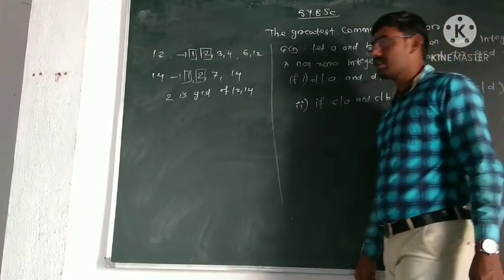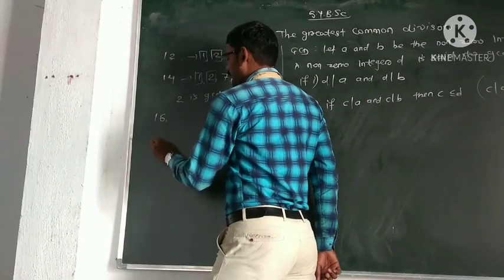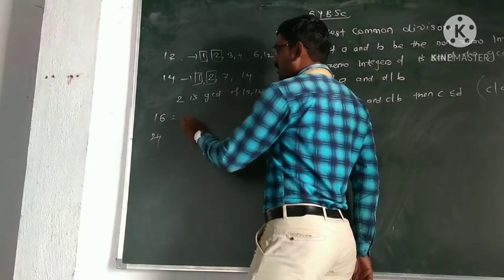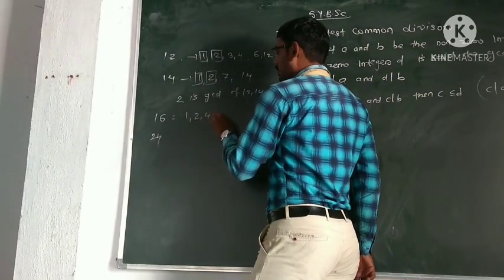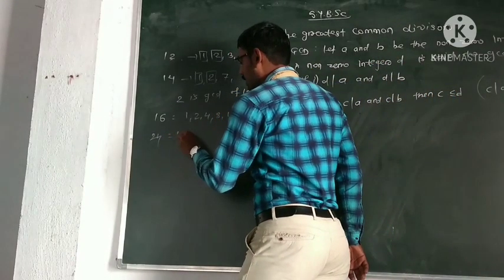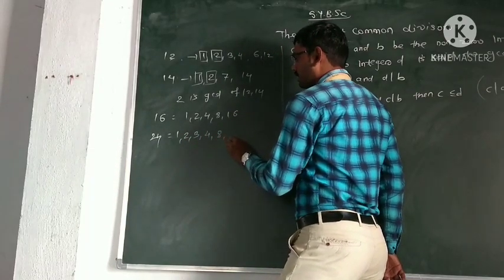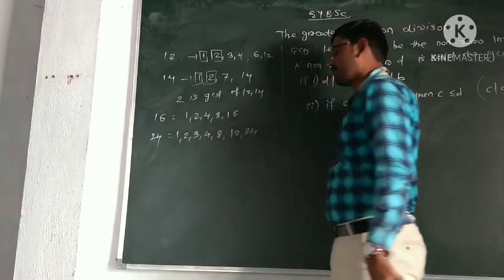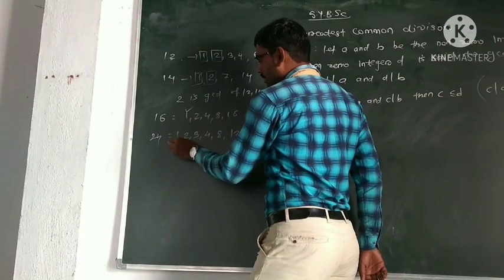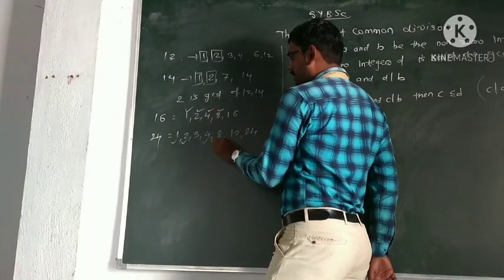For example, we will take another example. We will find the common divisors of 16 and 24. What are the divisors of 16? 1, 2, 4, 8 and 16. What are the divisors of 24? 1, 2, 3, 4, 6, 8, 12 and 24. Now out of these, which are the common divisors? 1 is a common divisor, 2 is a common divisor, 4 is a common divisor, 8 is also a common divisor.